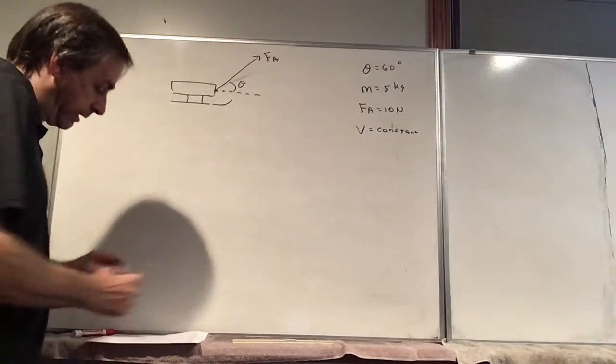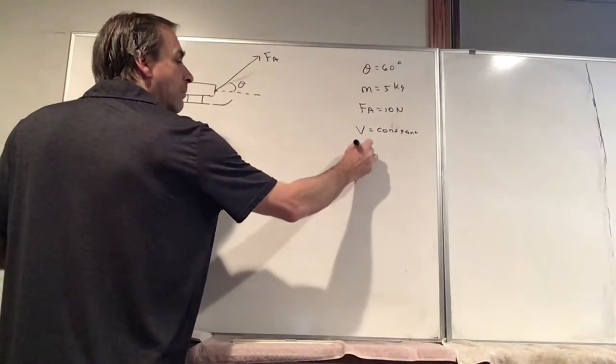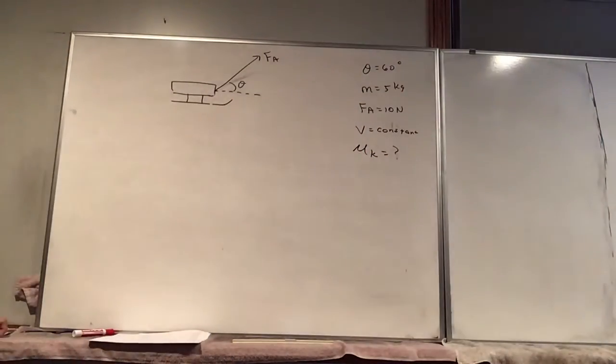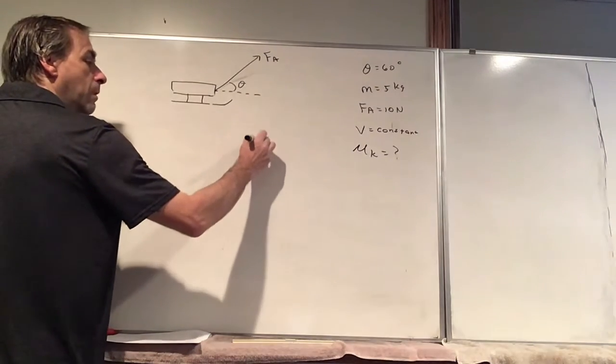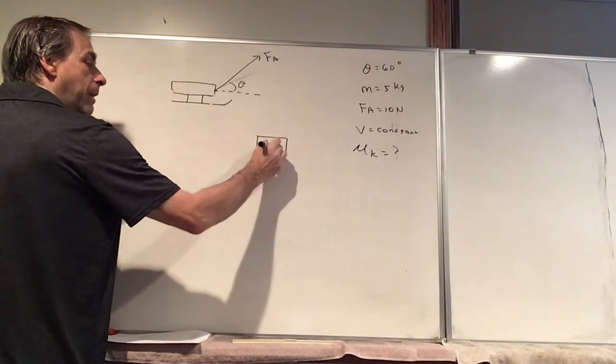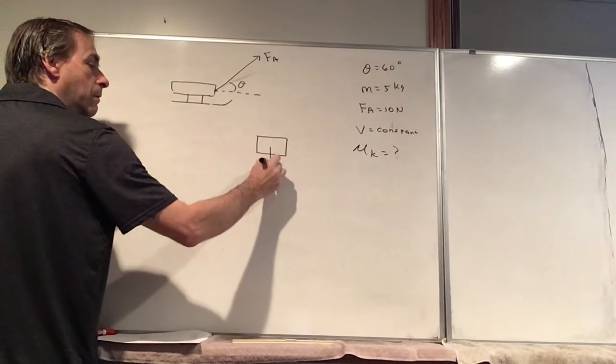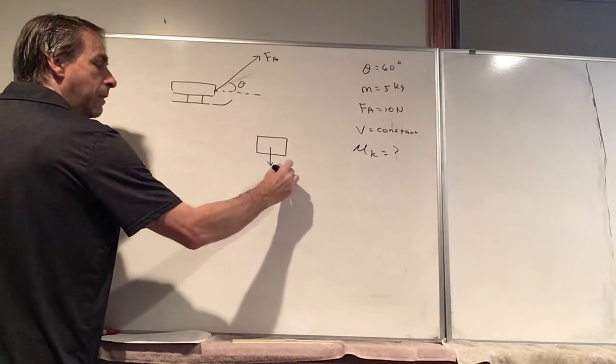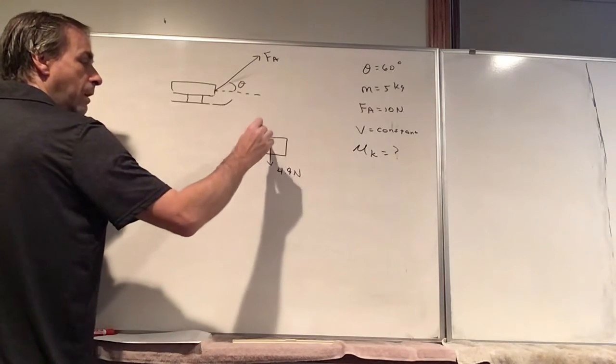So, what is the coefficient of friction between the sled and the ice? Okay. So, let's start. I'm going to draw a free body diagram here. Acting on the sled, we have gravity. That's about 4.9 newtons for gravity.